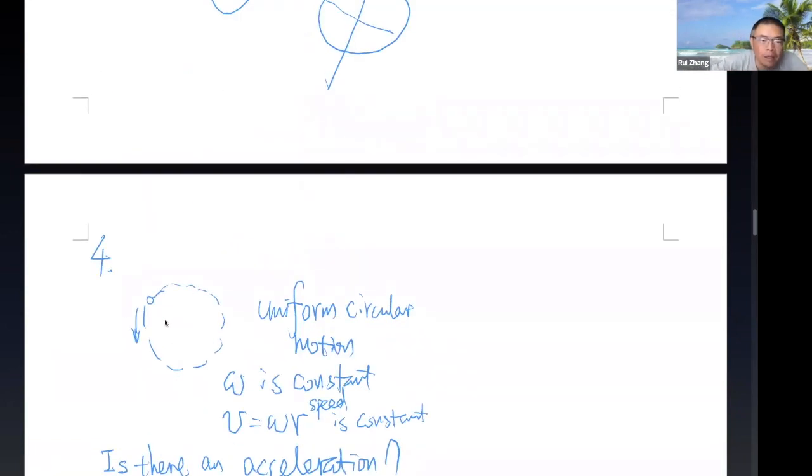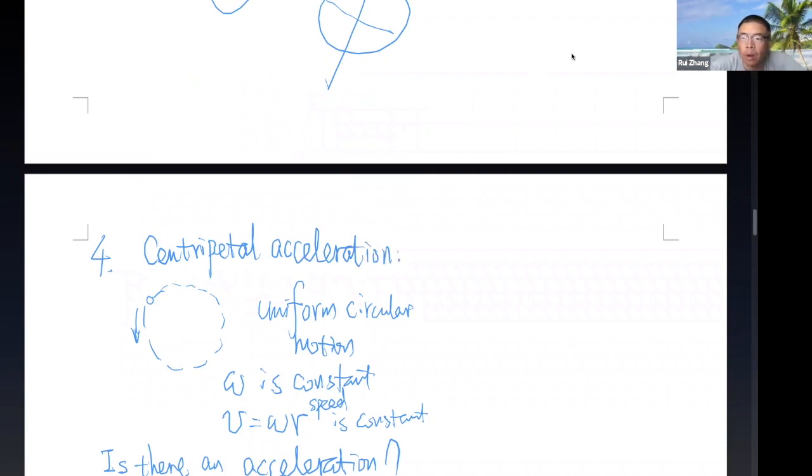This is a very important acceleration for us. We call it the centripetal acceleration. The word centripetal comes in because this acceleration points toward the center. We use C to label it, so we normally call it AC, where C stands for centripetal.